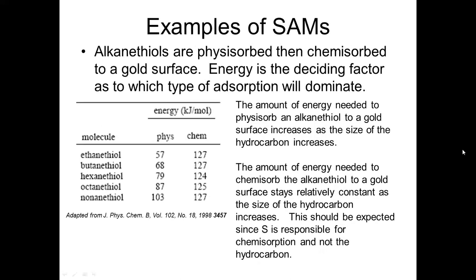So these are some examples of self-assembled monolayers, and we can look at the energy in kilojoules per mole for these different types of materials. The amount of energy needed to physisorb an alkanethiol to a gold surface increases as the size of the hydrocarbon increases. The amount of energy needed to chemisorb the alkanethiol to a gold surface stays relatively constant as the size of the hydrocarbon increases. This should be expected since sulfur is responsible for the chemisorption and really not the hydrocarbon itself.